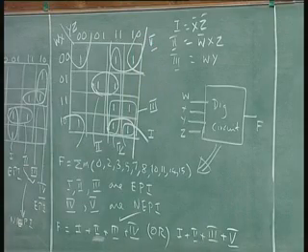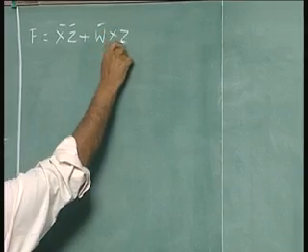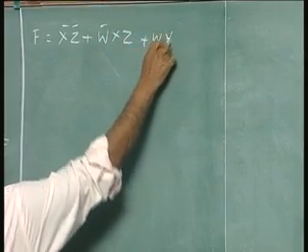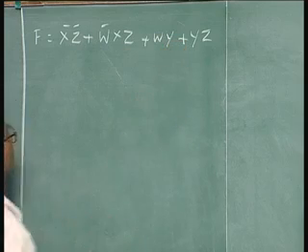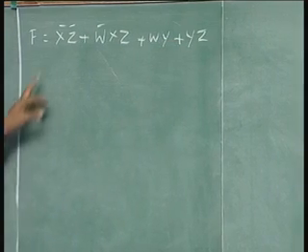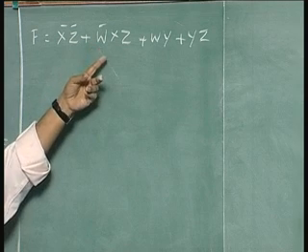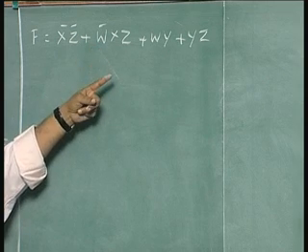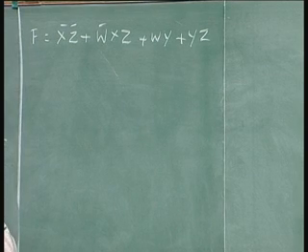So, my expression is then X bar Z bar, W bar X Z, W Y, Y Z. These are gates with inputs X and Z, of course inverted; W bar, X and Z; W and Y; Y and Z. These are 4 AND gates. Outputs of these 4 AND gates are tied together by an OR gate. That is what the circuit is. The circuit is going to look like this.